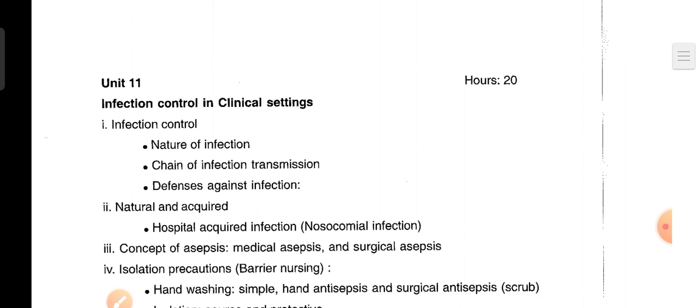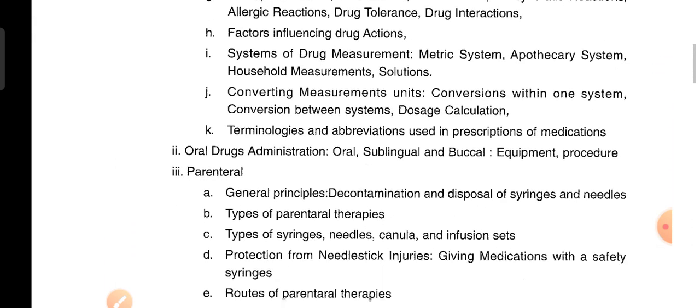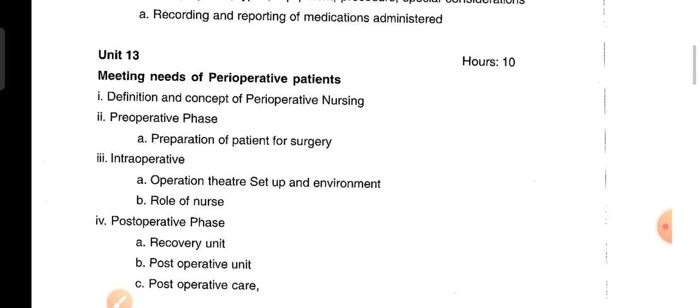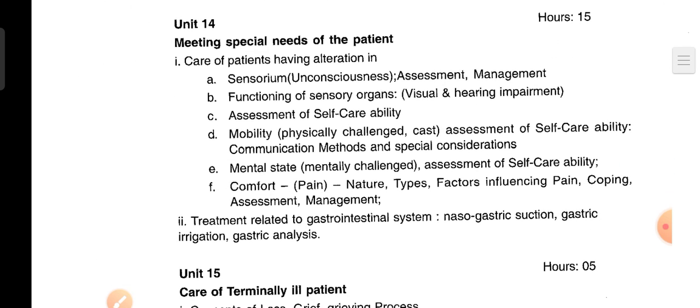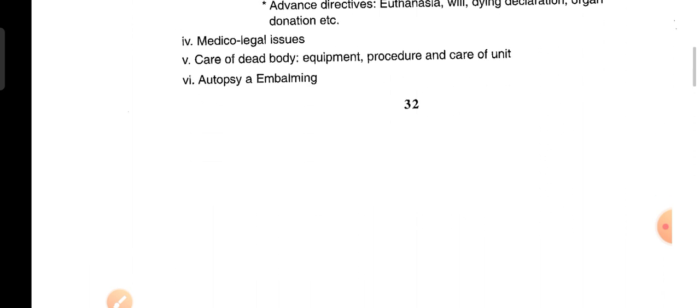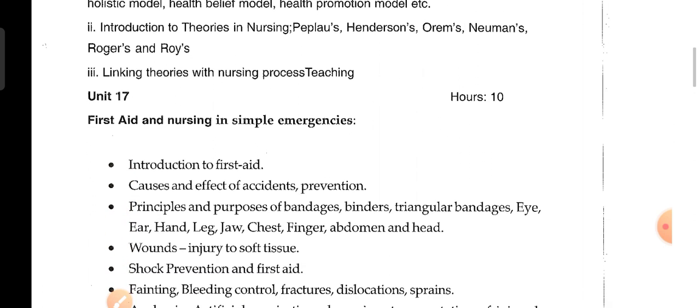Eleventh unit is infection control in clinical settings. Twelfth unit is administration of medications. Thirteenth unit is meeting needs of the pre-operative patients. Fourteenth unit is meeting special needs of the patient. Fifteenth unit is care of terminally ill patient. Sixteenth unit is professional nursing concepts and practices. Seventeenth unit is first aid and nursing in simple emergencies.